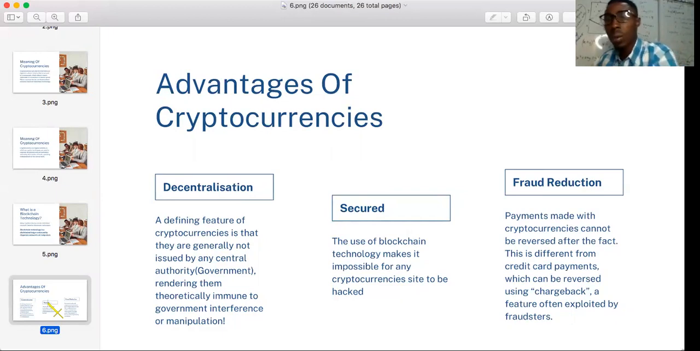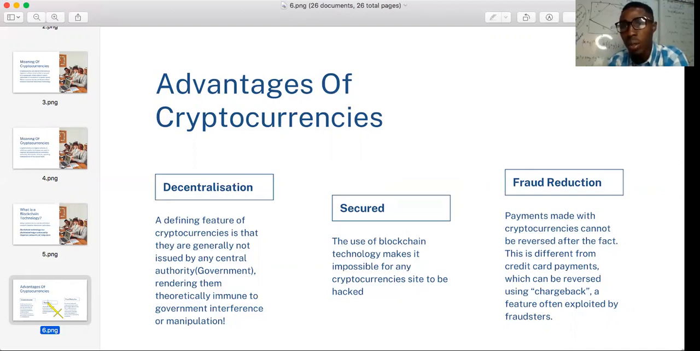Another advantage of cryptocurrency is security. Now, with the use of blockchain technology, it becomes nearly impossible for a cryptocurrency site to be hacked. The blockchain technology is very secure, smart, fast, and reliable, so it becomes impossible for it to be hacked. Fraud reduction. What am I talking about with fraud reduction? We know normal payments involving fiat currency, let's say, for example, in Nigeria, there are many times you can transfer money from one bank to another, and maybe after making that transfer, before you move from a spot, there might be what's called a reversal. Stuff like that can lead to fraud. And there's no chargeback.